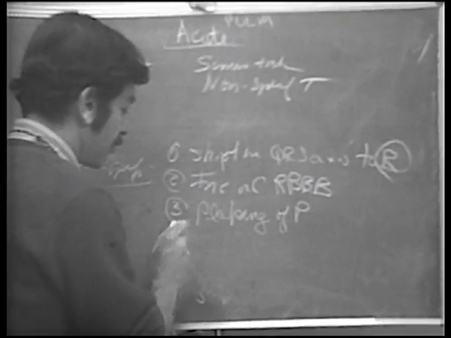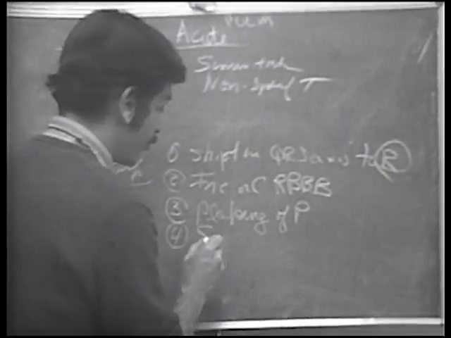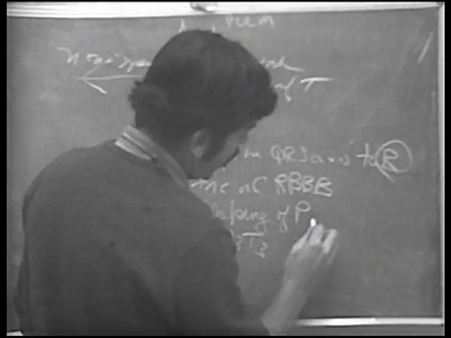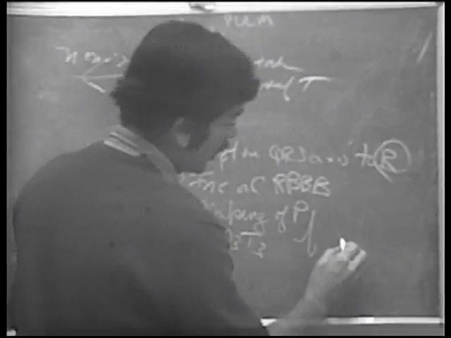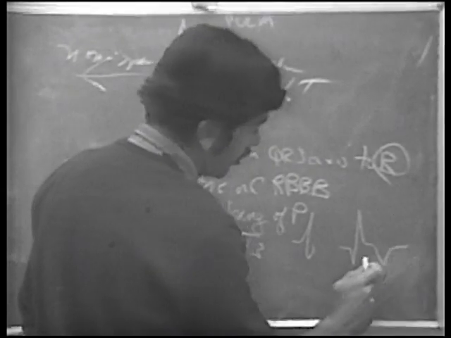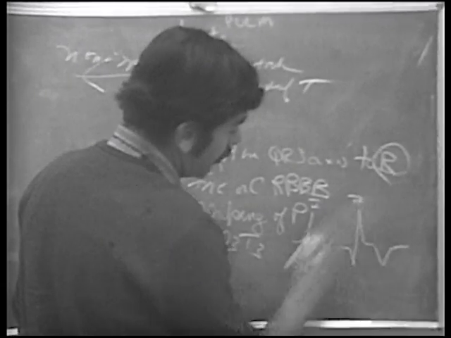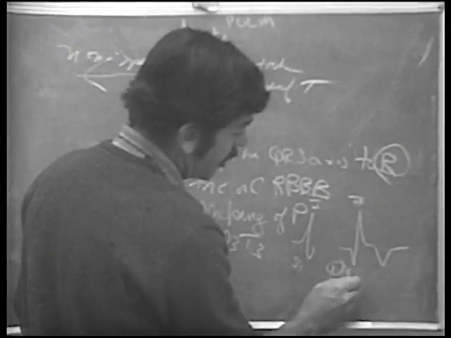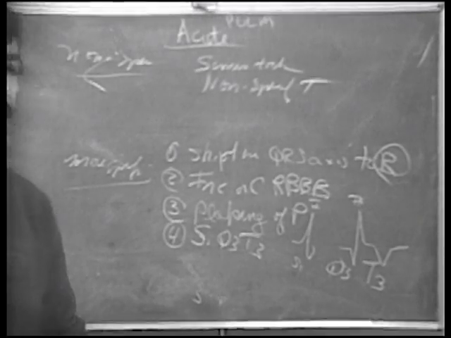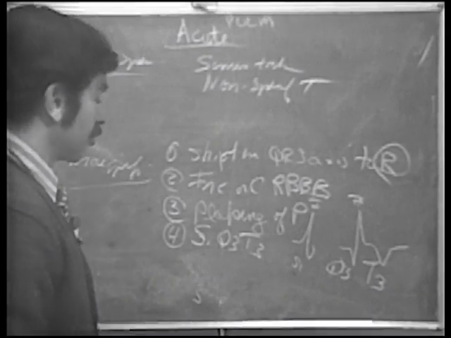A fourth thing we might see is what they call the S1 Q3 T3 pattern. You look in lead 1 and you see an S wave. You look in lead 3, you see a Q and a T, an inverted T. So this would be your S in 1. This is lead 1. This is lead 3. So you see an S in lead 1, a Q in lead 3, and an inverted T wave in lead 3. This is the S1 Q3 T3 pattern described with acute right ventricular overload, acute pulmonary problems.